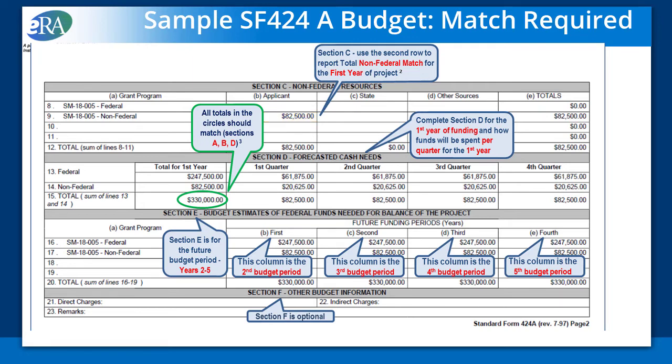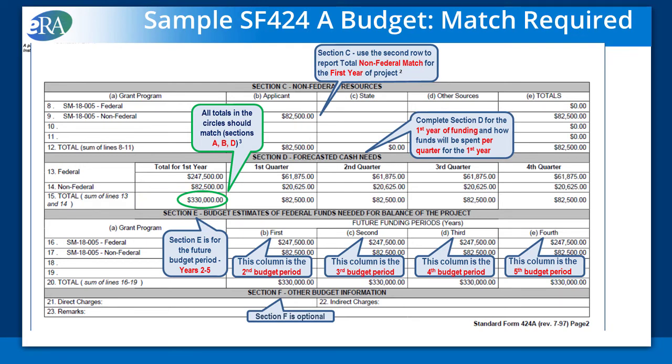In Section D, enter your forecasted cash needs by quarter, separating federal and non-federal amounts. The sum total of federal and non-federal amounts for all 4 quarters will be compared with the sum total from sections A and B.